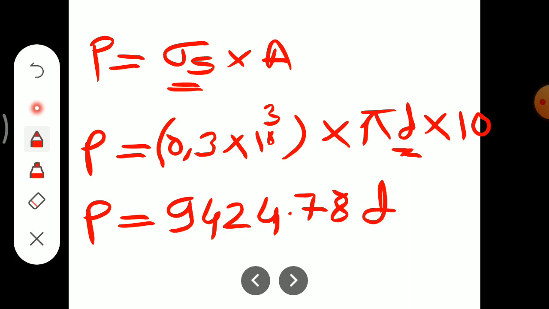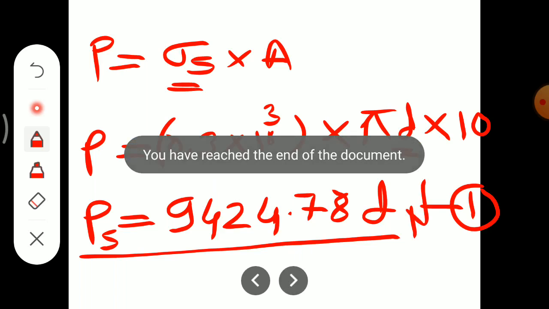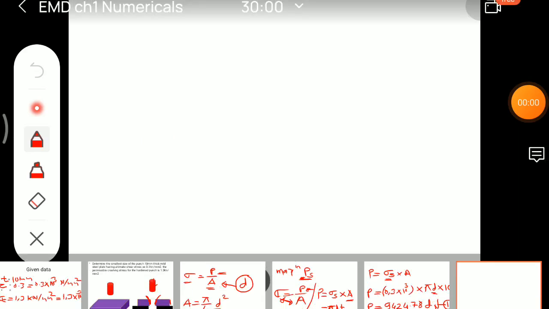Okay, now we have the first equation, that is P_S is equal to 9424.78 d. Okay, and the unit is Newton. Now the second step is maximum crushing force. Now we have solved it by considering the maximum shear stress. Okay, now we have to solve it by maximum crushing force.